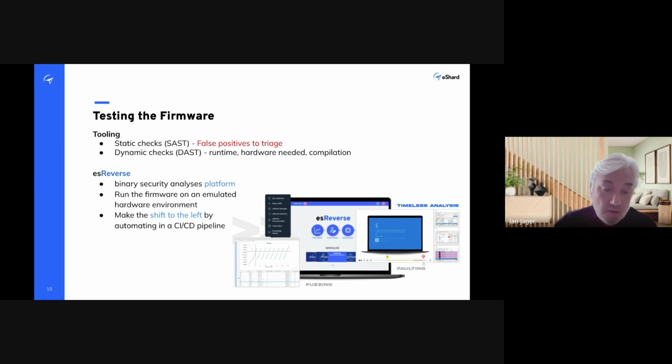And of course, when you want to make the shift to the left, the shift to the left is offloading some of the work from security analysts towards developers, so making developers also smarter on security issues. If you want to achieve that, then you need to run it in an emulated environment, because then you can do automated code checks and automated dynamic analysis checks in the CI/CD pipeline.